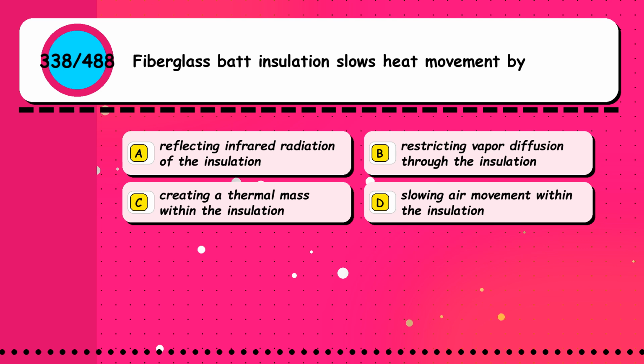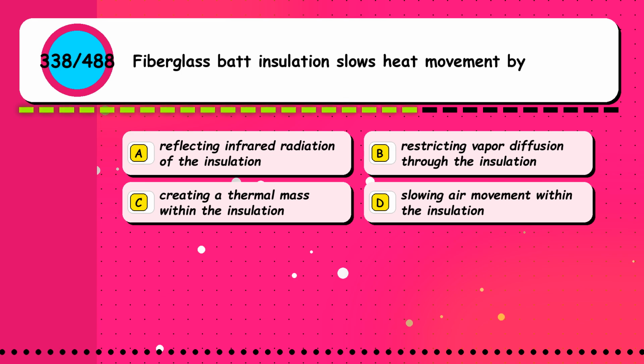Question 338. Fiberglass batt insulation slows heat movement by option A, reflecting infrared radiation off the insulation. Option B, restricting vapor diffusion through the insulation. Option C, creating a thermal mass within the insulation. Option D, slowing air movement within the insulation.